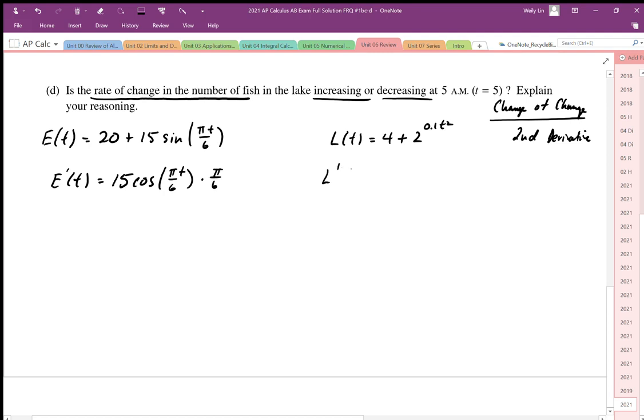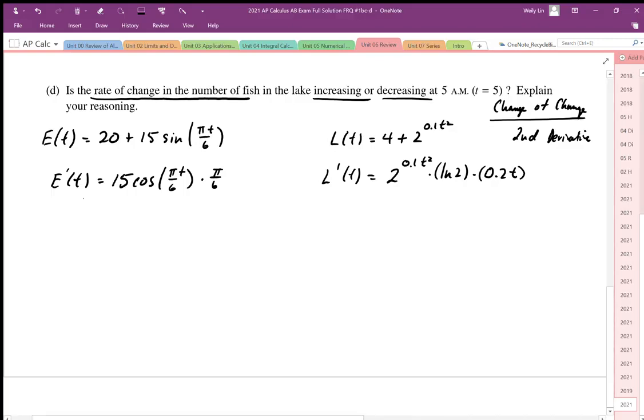And then L prime is going to be the derivative of this. So we're going to generate the same function, but because it's not base e, we need to multiply by log 2. And then we need to multiply by the chain rule, which is 0.2 t.